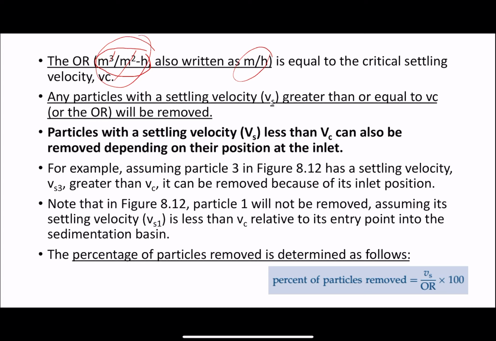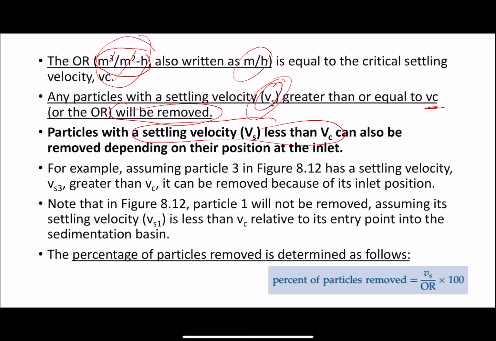Now, let's look at the guidelines. Any particle with a settling velocity greater than V critical or greater than OR will be removed. The particle will be removed. A particle with a settling velocity less than VC can still be removed depending on its position at the inlet. Where is the location of that particle in the inlet? It's possible, but the other one will be removed. If the particle settling velocity Vs is greater than Vc, it will be removed.